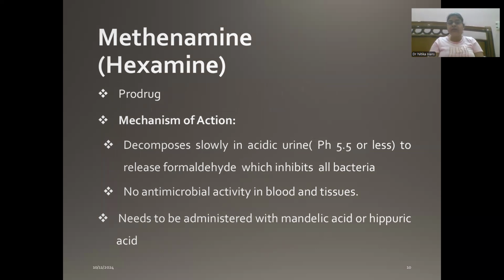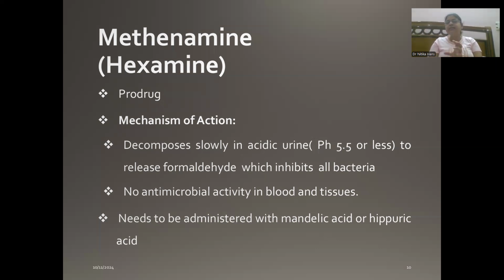Methenamine or hexamine is a prodrug. Its mechanism of action: it decomposes slowly in acidic urine, with pH 5.5 or less, and releases formaldehyde. This formaldehyde will inhibit the bacteria. It has no antimicrobial activity in blood and tissues.